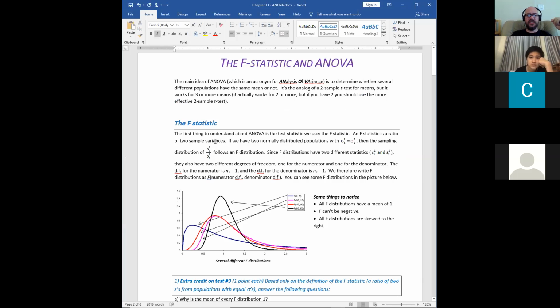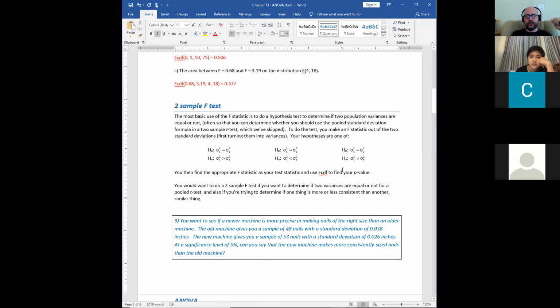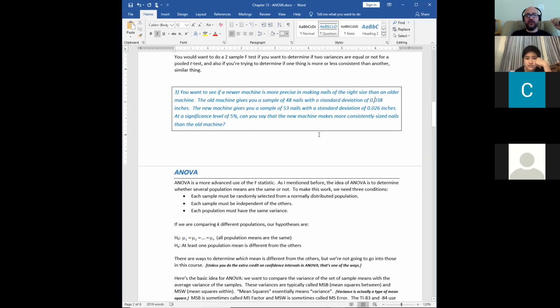Oh, sample variances. Good. I did say variances. All right, so we want to make an F statistic out of these variances. Now, we don't have variances. What we have are standard deviations. But we just turn them into variances by squaring them.